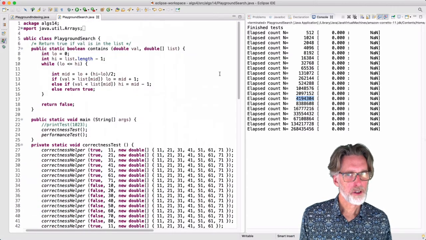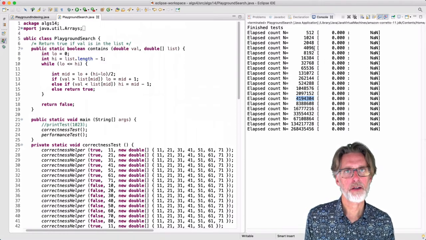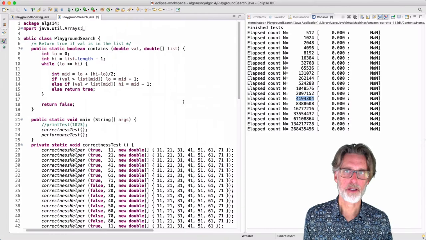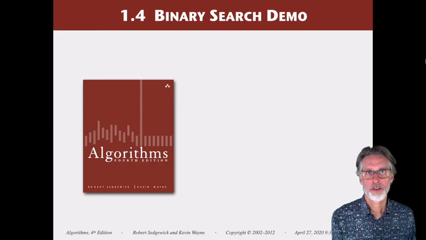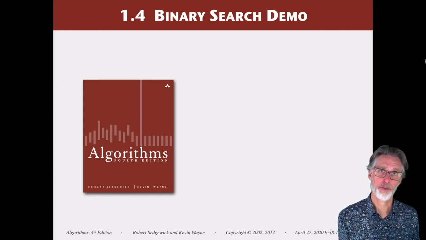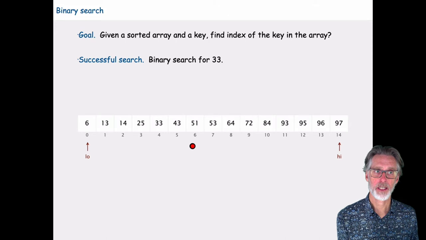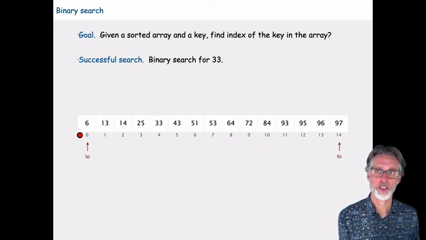So binary search, this algorithm, is blindingly fast. Let's just think about how it works, and then we can come back and look at the code. To show you how binary search works, I'm going to use a demo from the textbook. Here we have an array of 15 elements, indexed from 0 to 14. We're going to look for element 33 in this array.